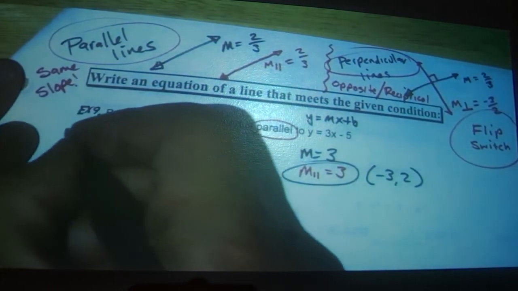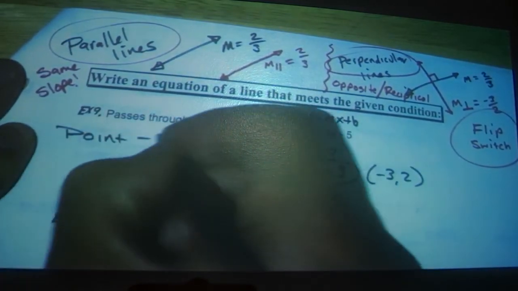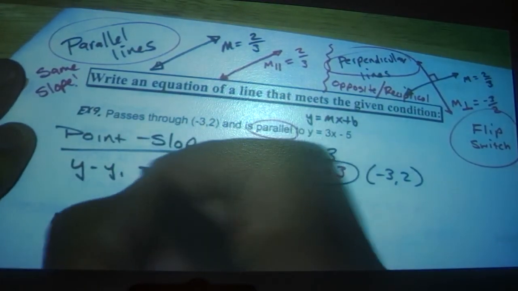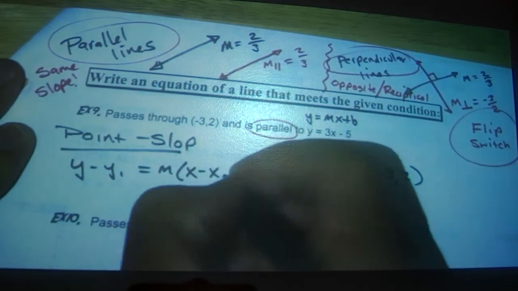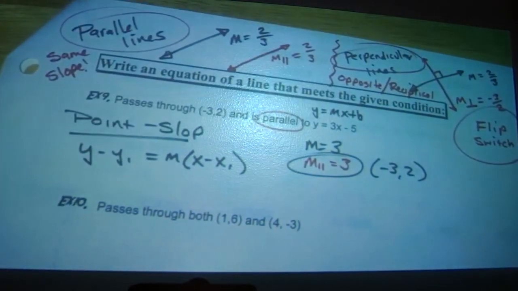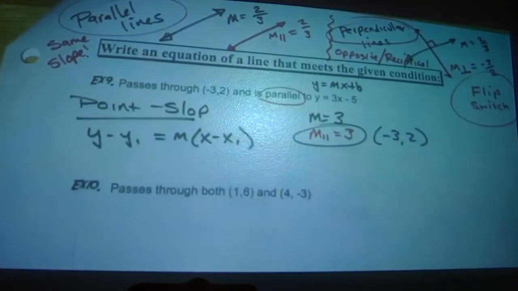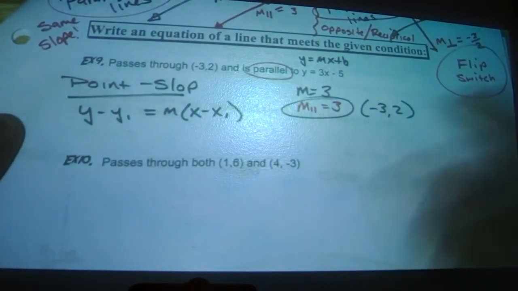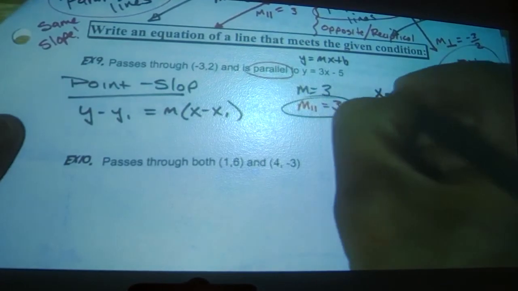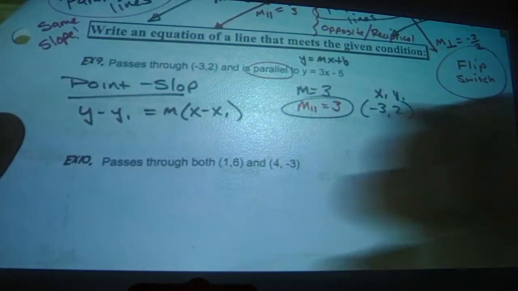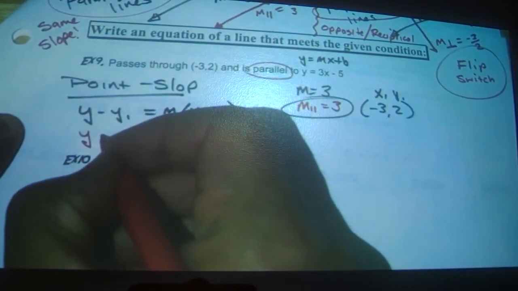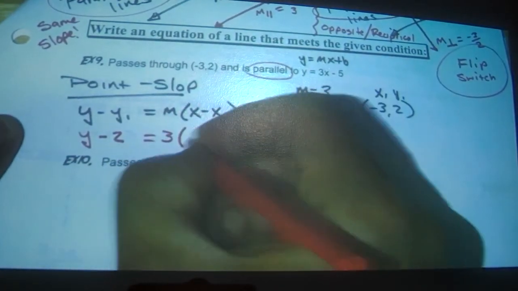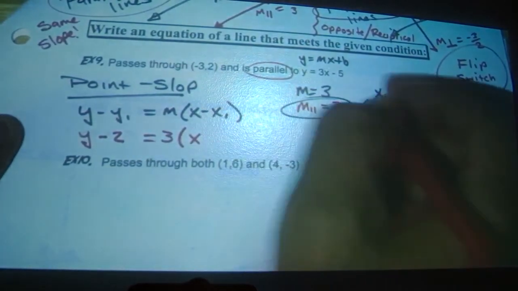And now I'm going to plug that into point slope. So good old point slope is this guy: y minus y1 equals m times the quantity x minus x1. We plug in our slope. We plug in our point, hence the name point slope. This is my x1. This is my y1. So let's plug it in. I got y minus 2 equals m, which is 3, and then x minus a -3 is plus 3.